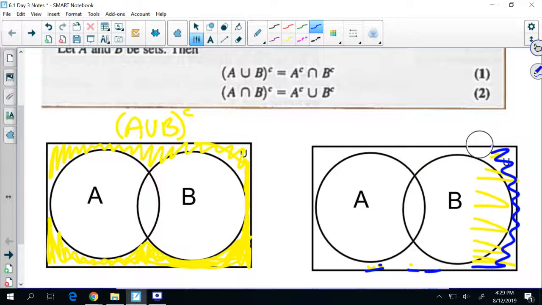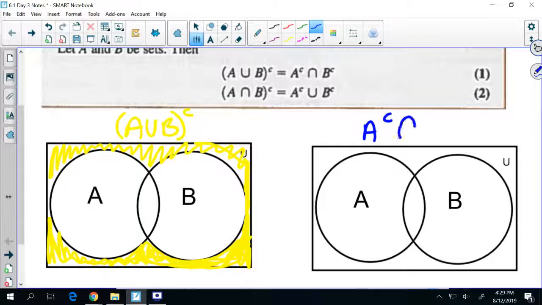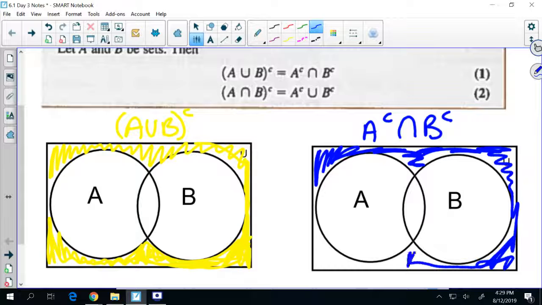Does that make any sense at all, what I'm saying? So A complement intersect B complement is everything that's not in A intersected with everything that's not in B, which would be just the outside. So those are equivalent, right? That's not an official proof because we just did pictures here, but that is what that's saying. So those are equivalent.